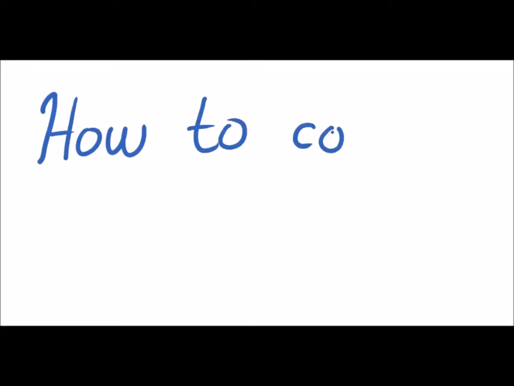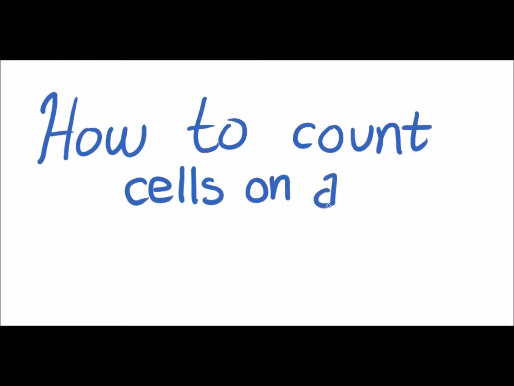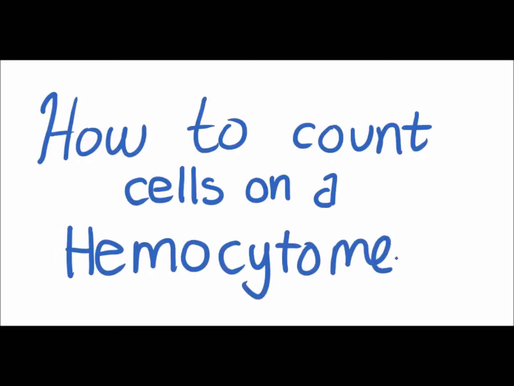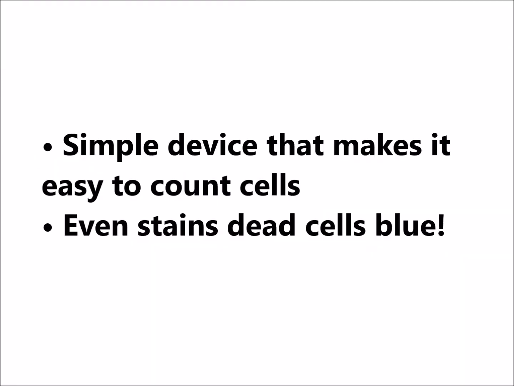Today we're going to talk about how to count cells on a hemocytometer. This device is really simple and prevents you from having to count all the cells on a plate. Plus, it stains all the cells that have died a dark blue so that you know which ones are still alive.